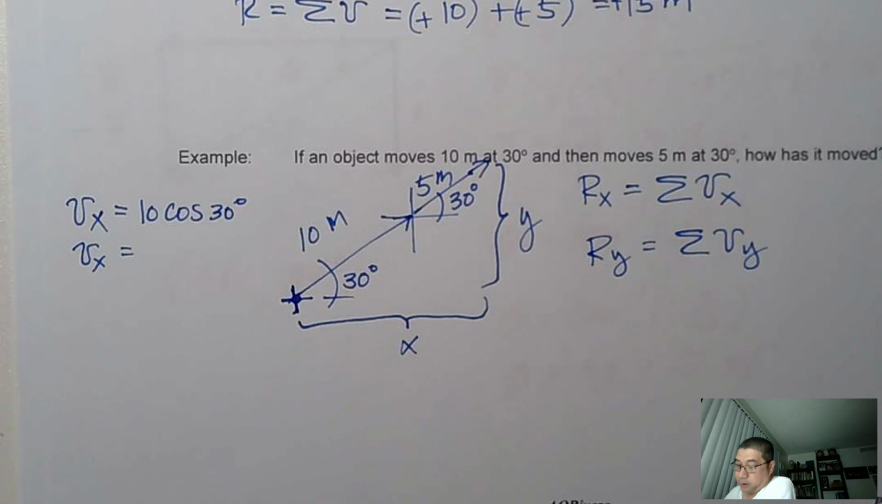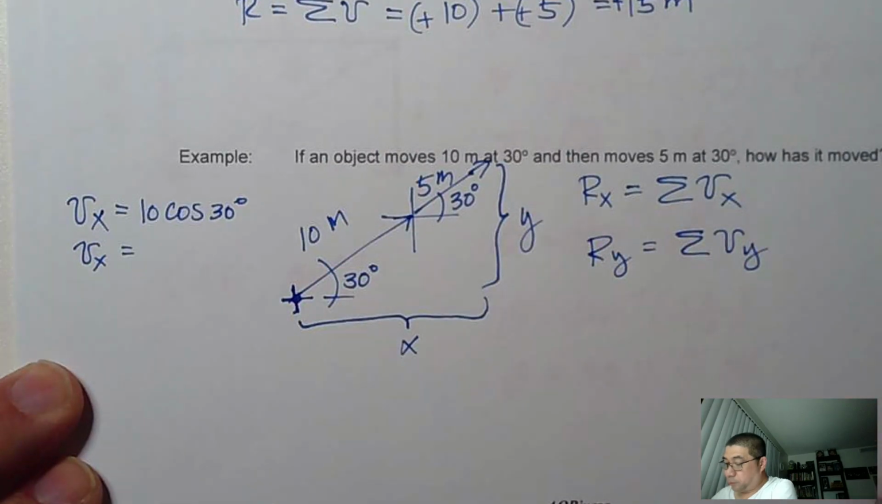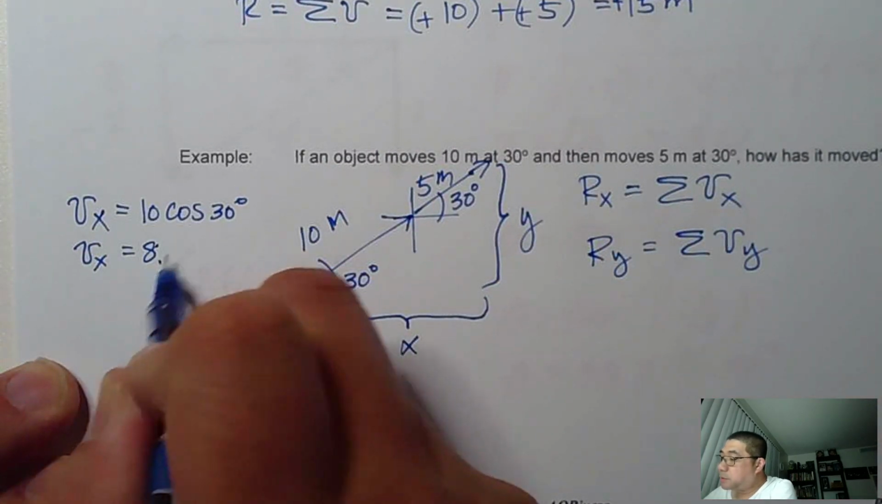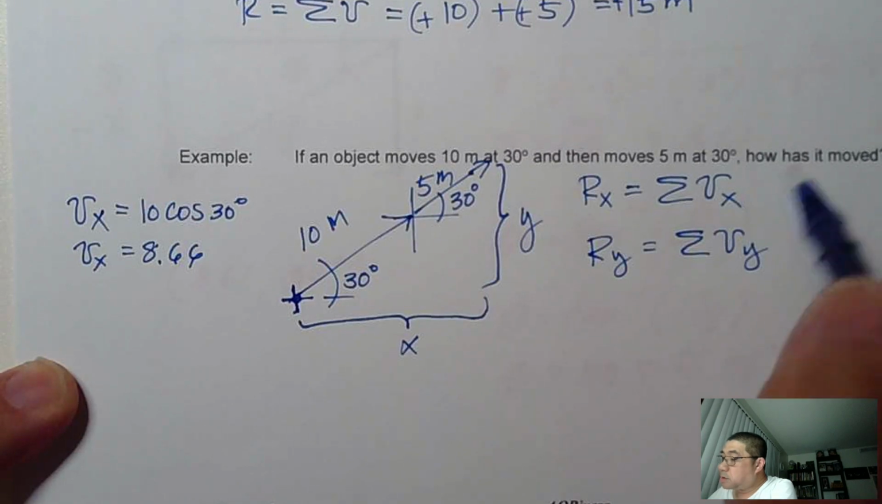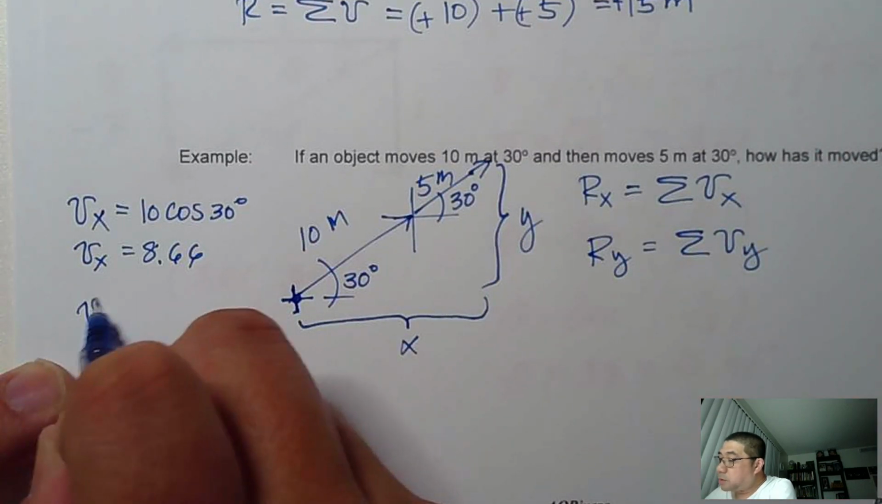So first one, that is cosine of 30. Cosine 30 times 10. So that's 8.7 or 8.66. That's the first one.